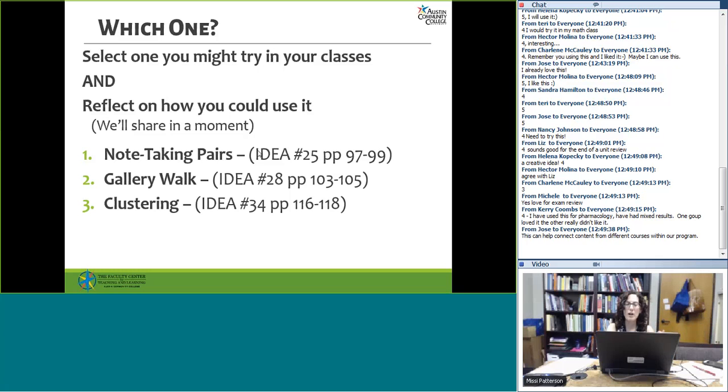So I'll start with note-taking pairs. And Jared, have you unmuted? Everybody? Okay, so everyone's unmuted. We had our lowest ratings on note-taking pairs. Is there anybody who wants to take a crack at it and share something that they think they could use from note-taking pairs? Anyone? All right, it's okay if not. I knew that that was a dicey one.